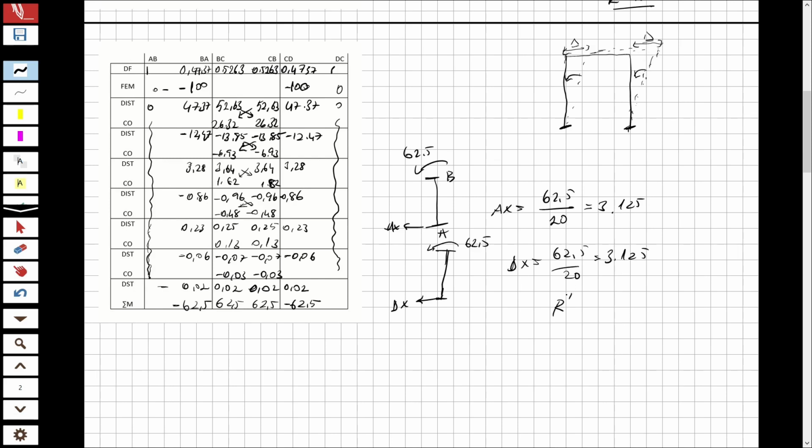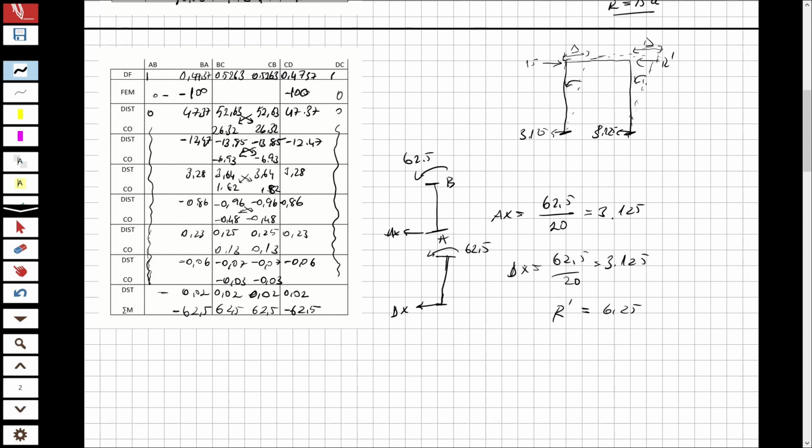What is R prime? R prime is this one. For example, this is 15. Okay, this is 15. R prime will be like that. This is 3.125, and this is R prime. R prime is equal to 6.25. Okay, when I subtract from 15 these two AX and DX shears, I will obtain R prime. R prime is this.